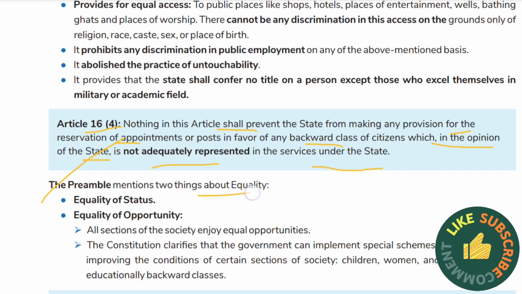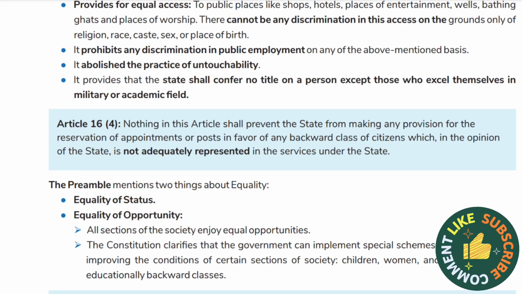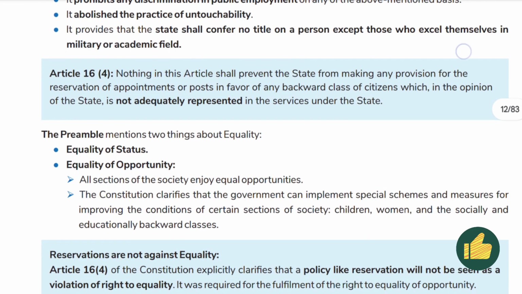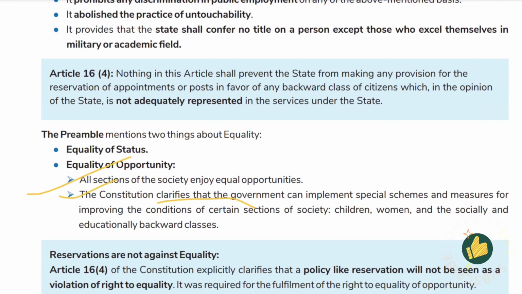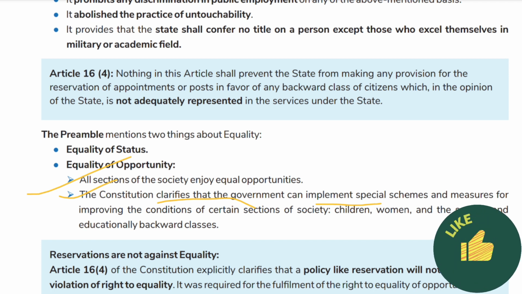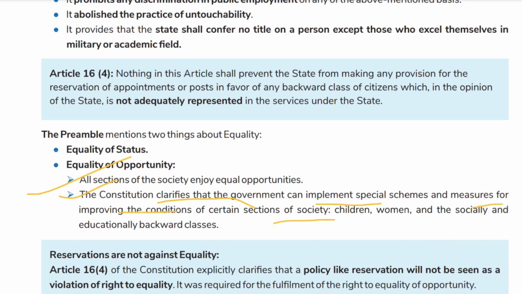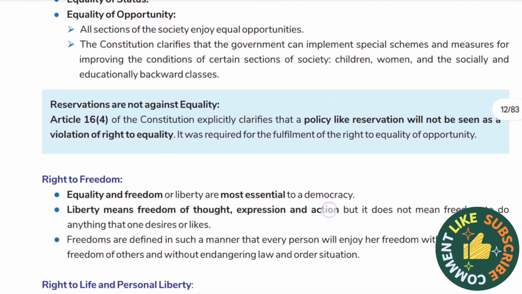And the preamble mentions two things about equality. First, equality of status, and secondly, equality of opportunity. In equality of opportunity, all sections of society enjoy equal opportunities. The Constitution clarifies that the government can implement special schemes and measures for improving the condition of certain sections of society, children, women, and the socially and educationally backward classes.